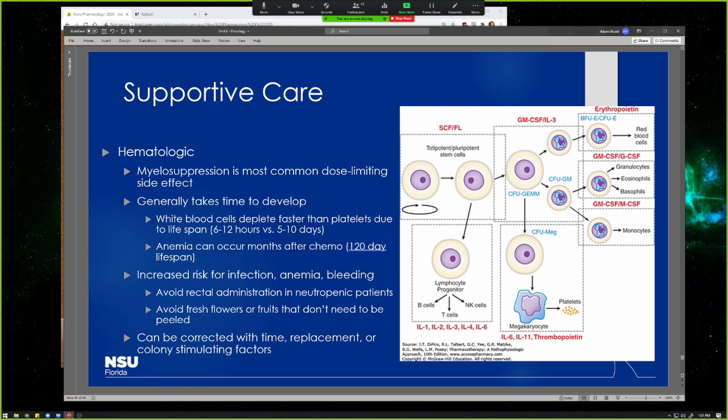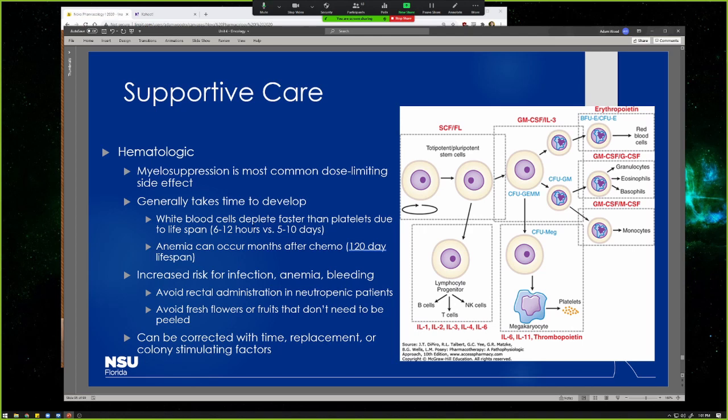And again, depending on the time frame for the drug, some of them may be delayed in causing their myelosuppression. So we saw with things like carmustine and lomustine, it could be a couple weeks out before you really see the full nadir of their white cell count.